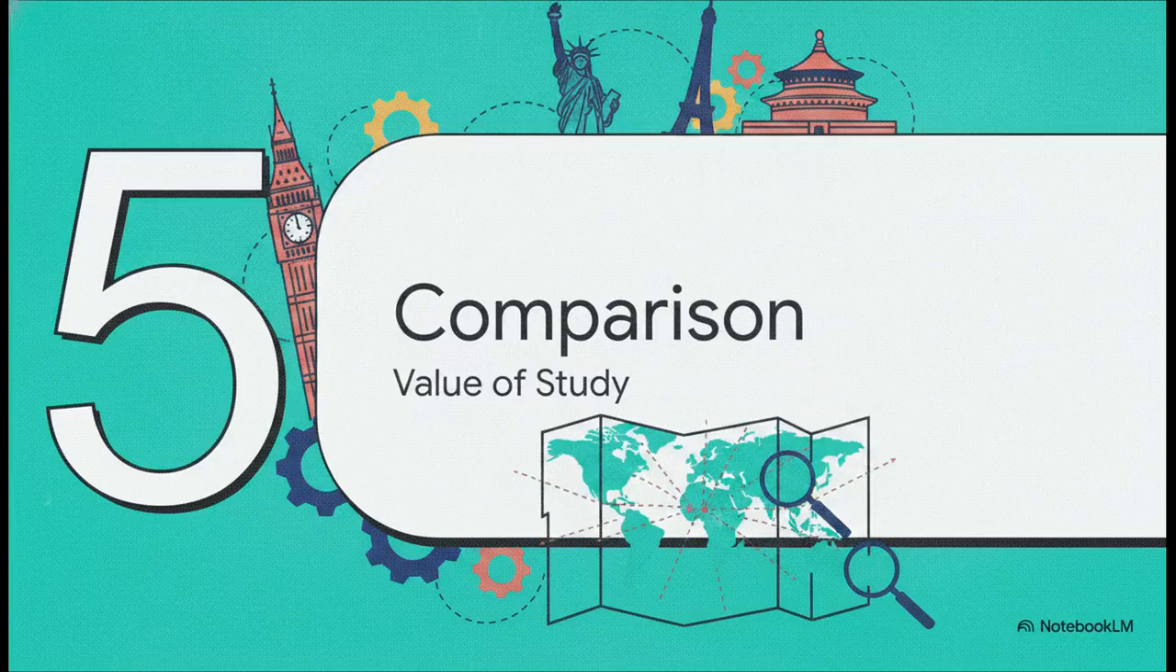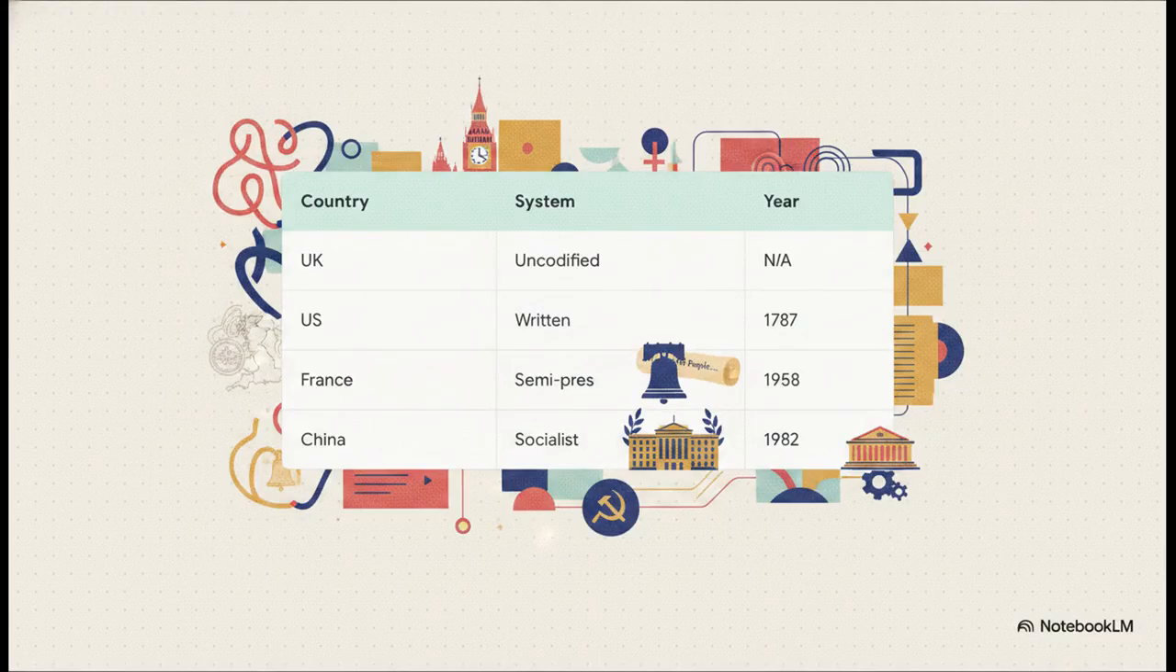Section 5. The value of comparison. Why studying these blueprints matters. Stepping back to synthesize everything we've looked at, the contrasts are pretty dramatic. You've got the uncodified evolution of the UK sitting right next to the pioneering 1787 document of the US. Then France's mid-century semi-presidential redesign contrasts heavily with China's 1982 socialist constitutionalism. It just goes to show that completely different histories, political cultures, and ideologies result in totally unique structural designs. There really is no single correct way to build a government.